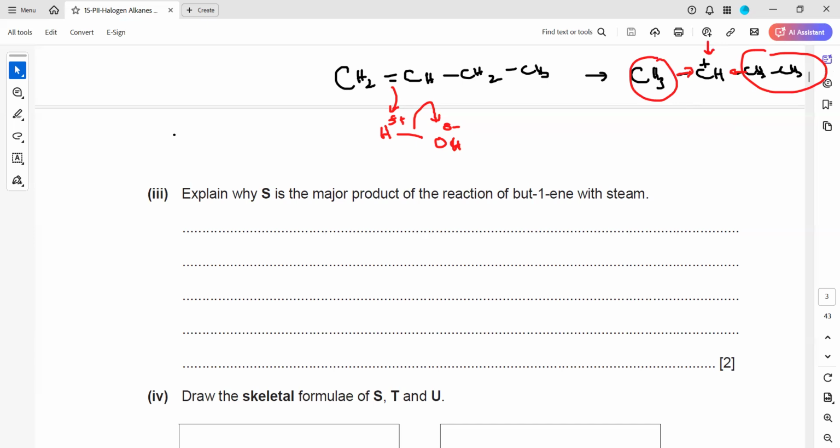So how you structure your answer: you mention that it will form a carbocation, which is a secondary carbocation, and the alkyl groups are electron releasing groups, or you can also say they have a positive inductive effect. With more alkyl groups, they have a tendency to donate their electron density, which reduces the net charge on the carbocation and makes it more stable.